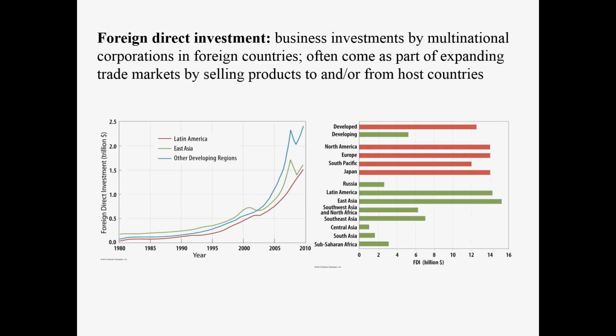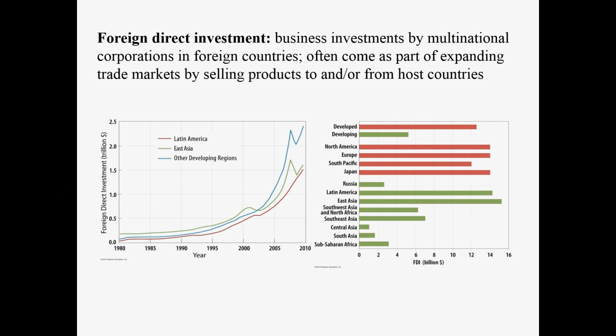So in this context, we can also mention a little bit about foreign direct investment. Foreign direct investment refers to business investment by multinational corporations in foreign countries. One of the ultimate purposes of foreign direct investment is to expand the trade market by selling products in the host countries. For example, Japan, in order to sell more cars to the U.S. market, set up a lot of Japanese-owned manufacturing facilities in the U.S. to make cars, and now they can sell cars directly from the U.S. factory to the U.S. market.